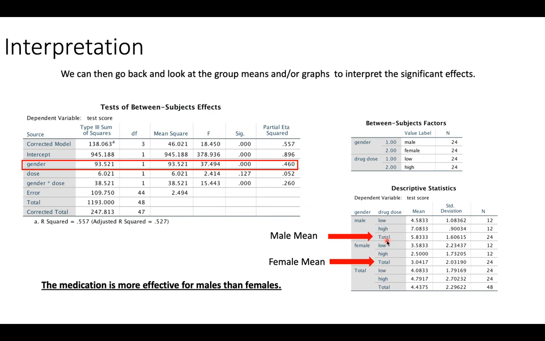We can go to our means table. We can look up the total for all males and see that the medicine scores a 5.83 on effectiveness for males, but the medicine only scores a 3.0417 for effectiveness in females. So we know from the ANOVA that this effect is significant. We can see from our means table that men outscore women on the effectiveness of the medication. So we conclude that the medication is more effective for males than it is for females. Boom. Main effect interpreted.